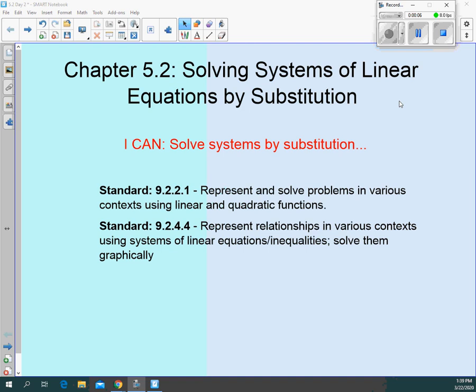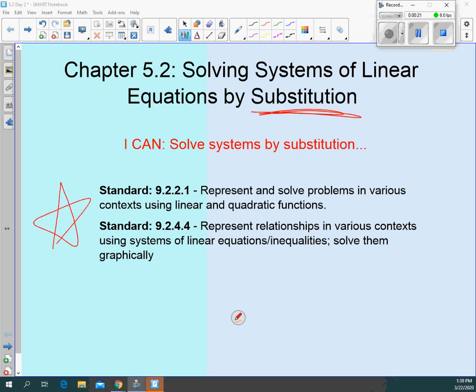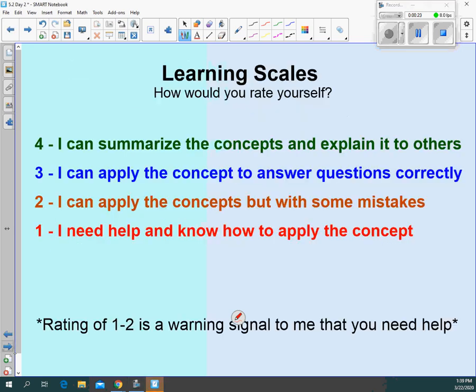I hope today's lesson 5.2, day 2 on substitution, makes things become a little bit more clear. So hopefully by the end of the day we can say, I can solve systems by substitution. A couple important standards for us right there. Hopefully we're at a 3 or 4 by the end of the day.